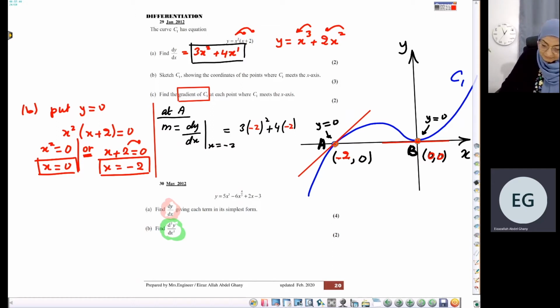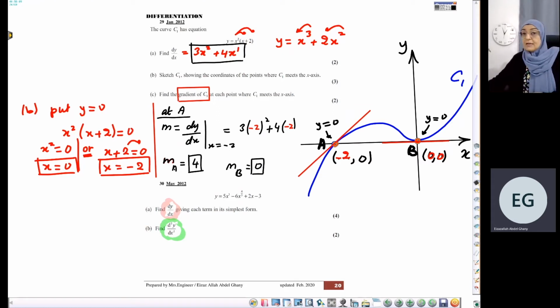Did you expect that the gradient of the tangent to the curve at point A will be positive? Yes. The gradient at A is positive 4. And what about the gradient at B? No need to calculate it. It is 0 because it's a horizontal line and your sketch is correct.